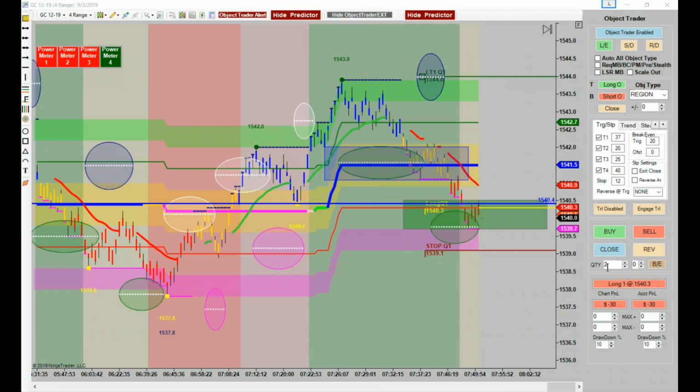And by the way, this will actually fire that automatically if it takes out the top of that box. And I like to do a touch +2 myself, like that.